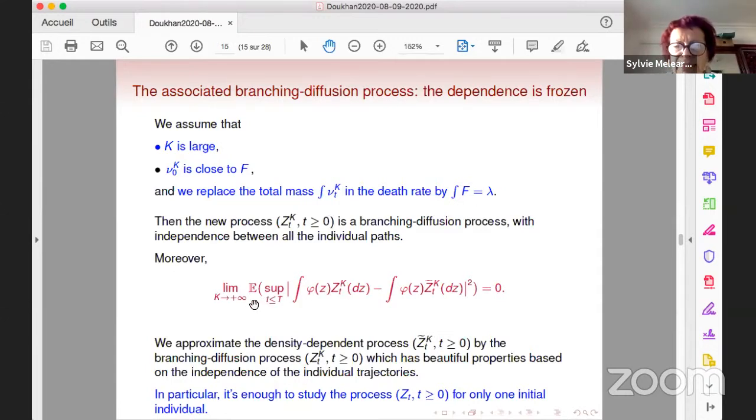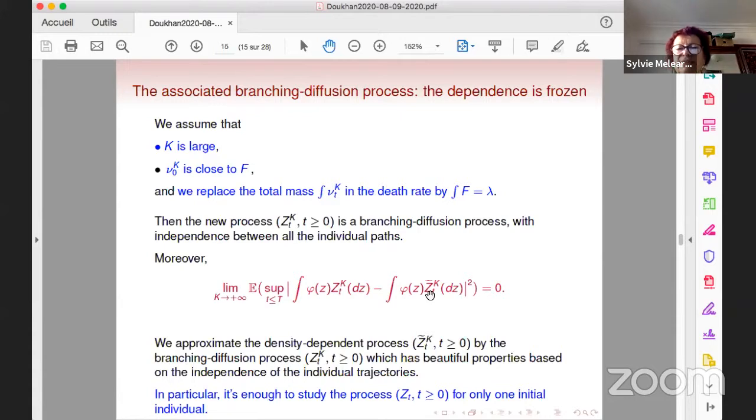And the coupling is described by this mathematical property: since ZK is also a measure valued process, if we integrate any test function phi with respect to this new process, and take the difference between this quantity and the same one with our previous process with interaction, then the two integrals are close when K is large, uniformly on time in a finite time interval. Okay. And so we will now study this process instead of this one.